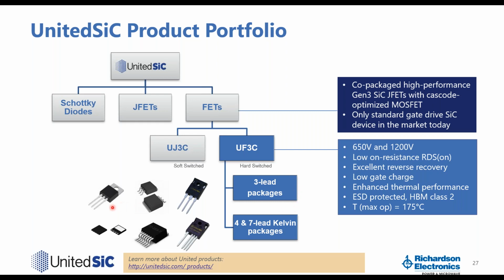For packages, we have the standard TO220, D2 pack, D-pack, and the TO247 3-lead. They all have the standard GTS pinout. Also, we have the 4-lead TO247, which is in production and in stock at Richardson. And we also have the 7-lead D2 pack. The samples are available now, and we expect full production and stocking by next quarter. And again, if you would like to learn more about our product lineup, you can visit the link below.